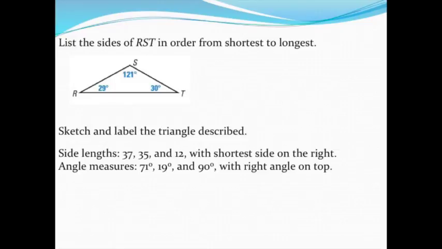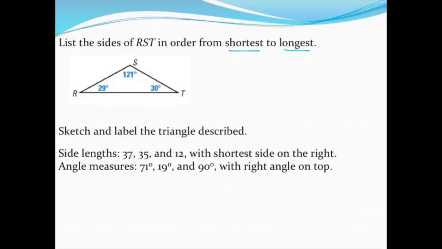I want to list the sides of this triangle in order from the shortest side to the longest side. If I rely just on eyesight, it's really hard to tell which side is shorter. Side RS looks very much the same length as side ST, so I don't really know which one's the shortest. Well, the good news is we have a better way than just eyesight to figure out which side is shortest.